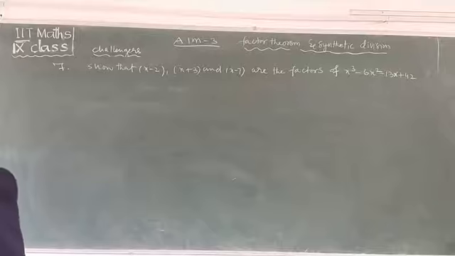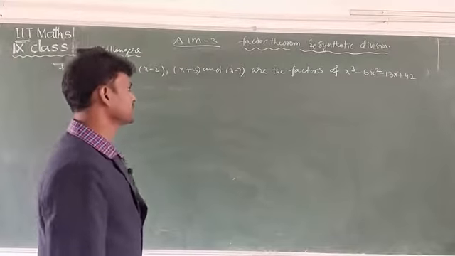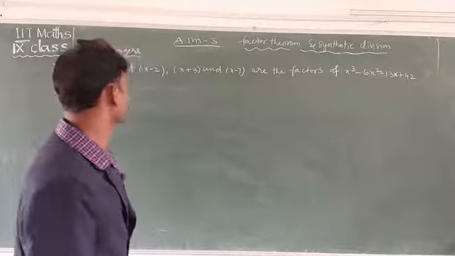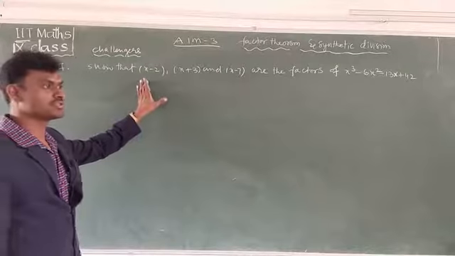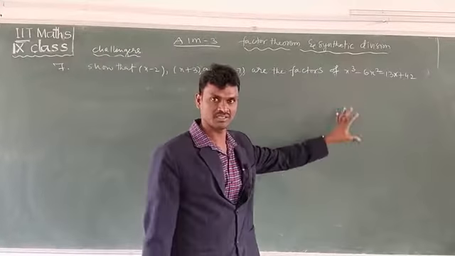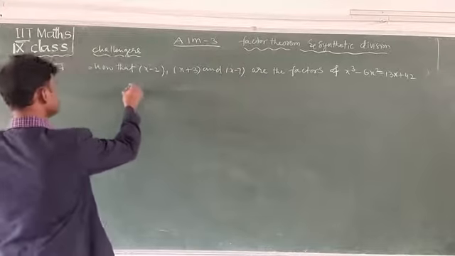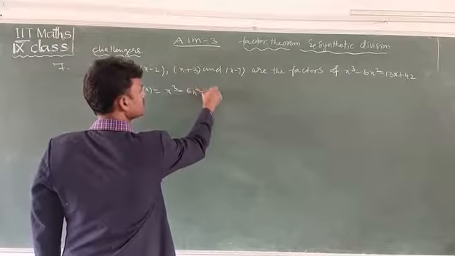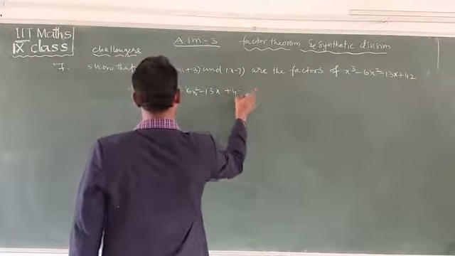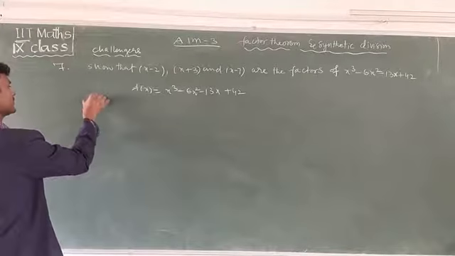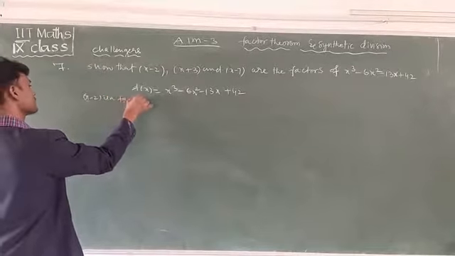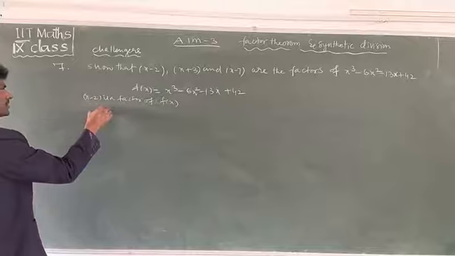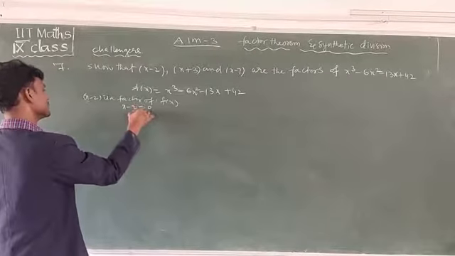Okay, now show that x minus 2, x plus 3 and x minus 7 are the factors of x cube minus 6x square minus 13x plus 42. Here, if the zero value is given and it is equal to 0, then it is a factor, otherwise it is not a factor. Now f of x is equal to x cube minus 6x square minus 13x plus 42. x minus 2 is a factor of f of x. Then the zero value is 2. Then x minus 2 is equal to 0, so x is equal to 2.